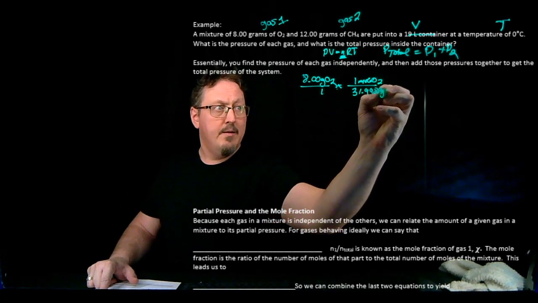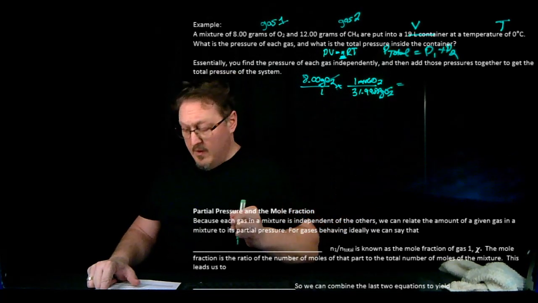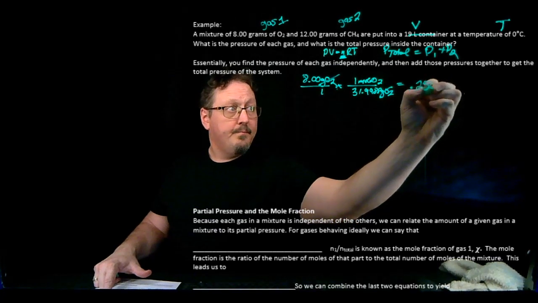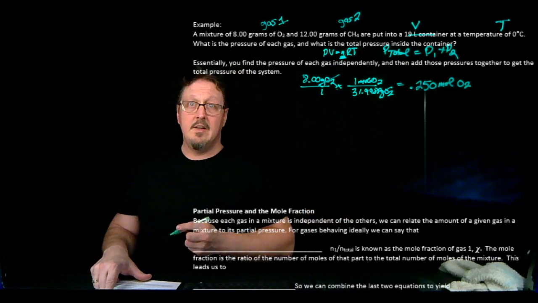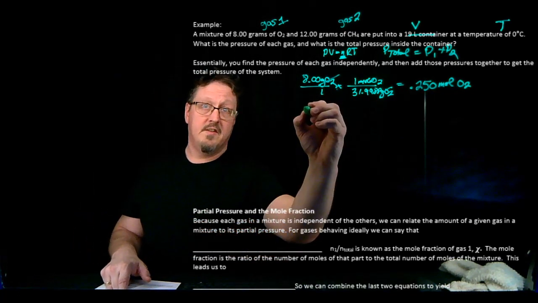31.9988 grams of O2. Grams cancels, leaving behind moles of O2. We end up with 0.250 moles of O2. Okay. Now, we need to find moles of methane. Do the exact same calculation.